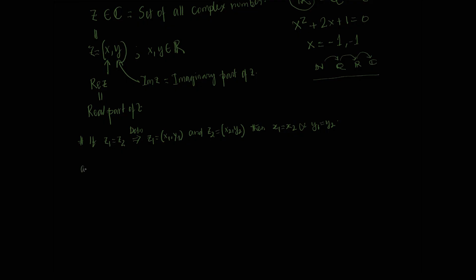And also, you see the imaginary unit. There is something called the imaginary unit, which is 0, 1. The first component is 0, the second component is 1. This is a very, very special number in our complex plane. So this number, we are going to call an imaginary unit.